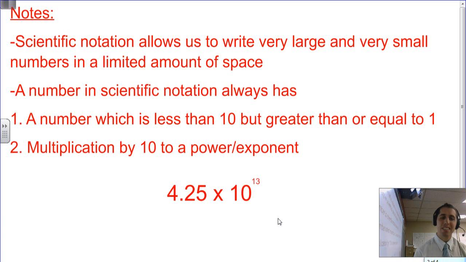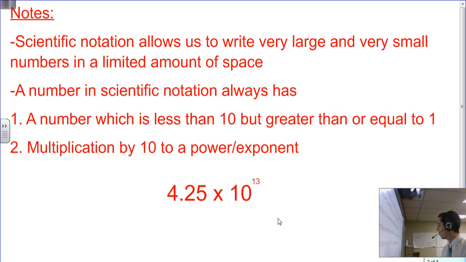The second part is that scientific notation always has a multiplication by 10 to a power, or an exponent, and this is going to tell us where we move that decimal to express this really large number that we're trying to condense, or this really small number. So multiplying by 10 to a power allows us to know that we're dealing with something that's a lot bigger or a lot smaller, but we just don't want to show the difference in place values in the natural way, in standard form.